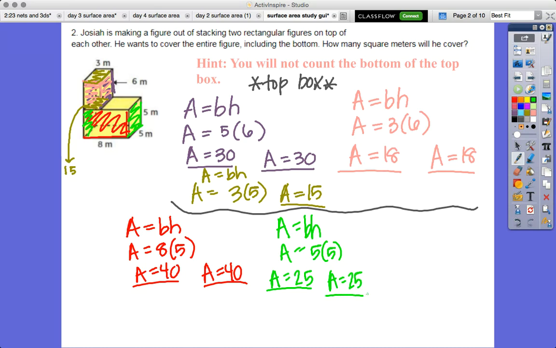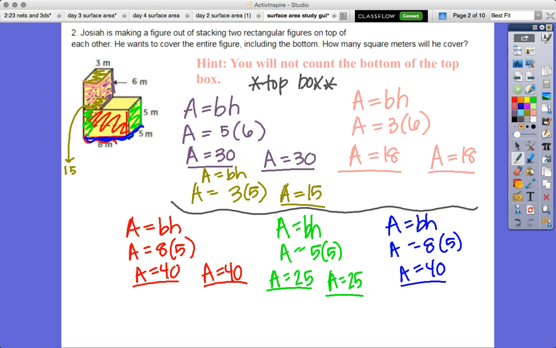Now, I need to find the 2 bottom pieces, the bottom and the top piece. So first of all, I'm going to find this bottom part. I'm going to say that area equals base times height. The base is 8, and the width is 5, and that gives me an area of 40. So this bottom has an area of 40, all right?